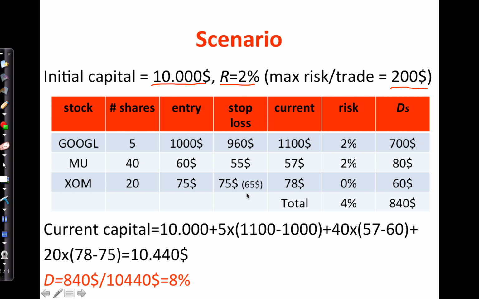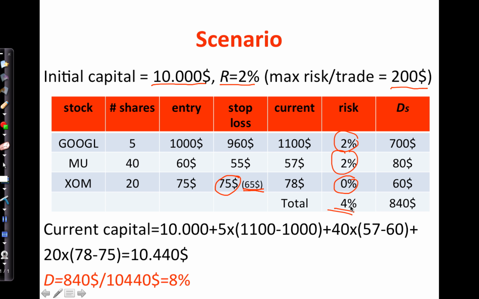And this one, XOM, let's say that the stop loss was 65, right? And the entry price was 75, so $10 of risk for each share, and then we bought 20, so 200 again. And with this notation, I mean that now we move the stop loss to entry price. So as you see, the risk is 0. And for the other two, the stop loss is still there, so the risk is 2%. So as before, the total risk is 4%.